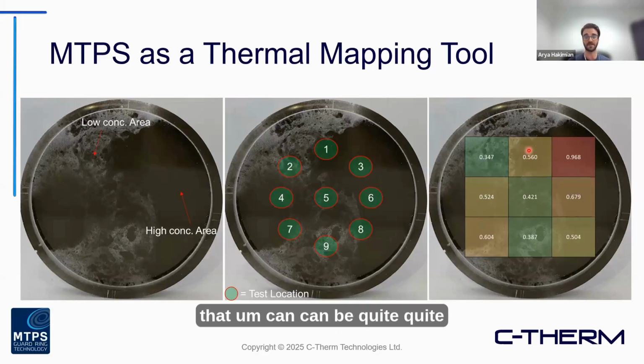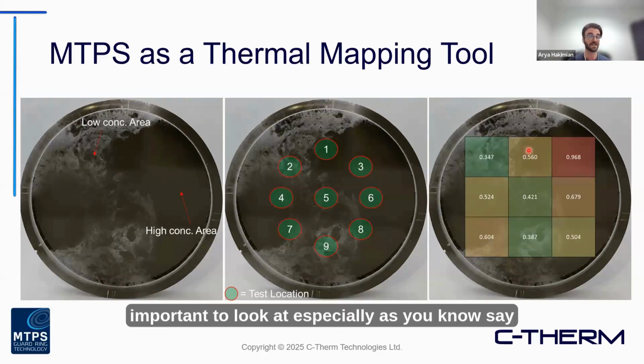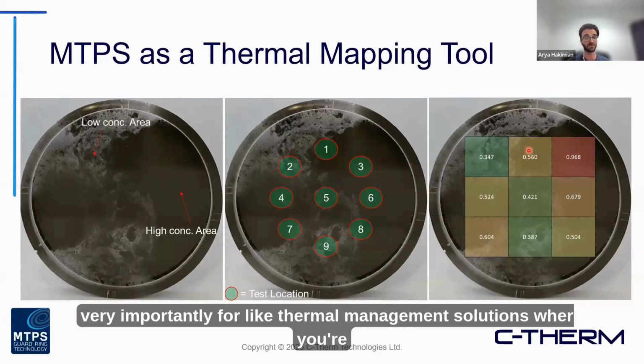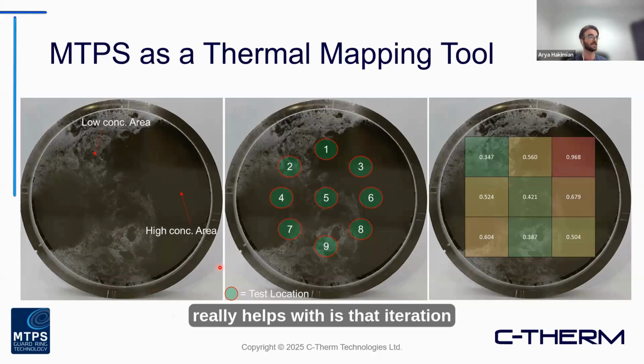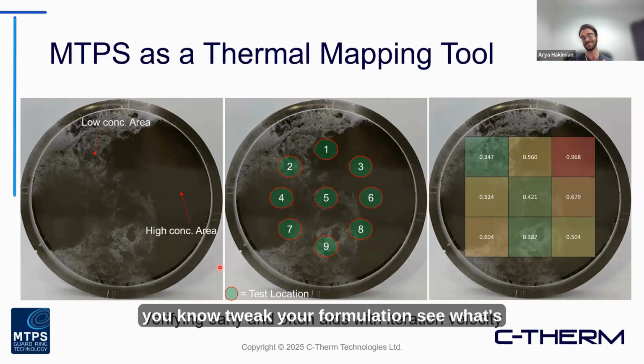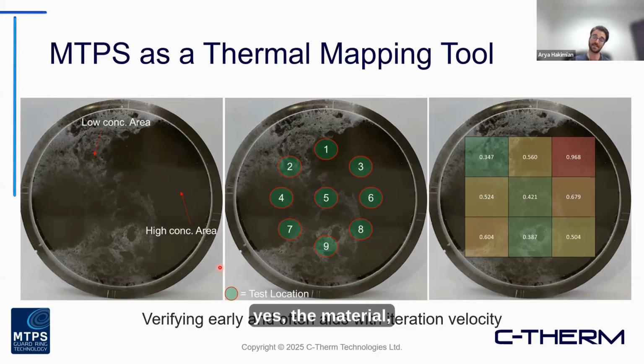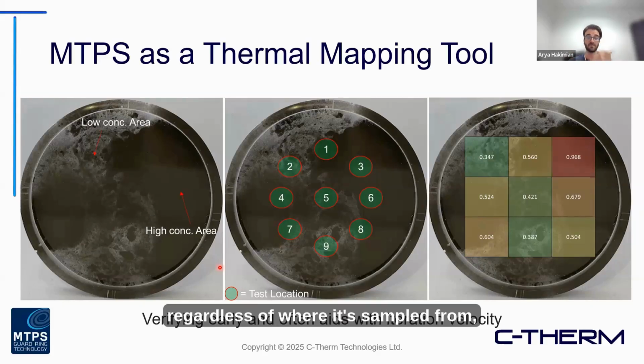It is something that can be quite important to look at, very importantly for thermal management solutions where you need that very consistent and uniform heat transfer, or else you'll introduce some potential safety risks there. And ultimately, with a test like this, what it really helps with is that iteration velocity. It allows researchers to tweak their formulation, see what's going on, and then from a consistency standpoint, gives you the confidence that the material, regardless of where it's sampled from, which batch is coming out, is giving me my same consistent performance each and every time.